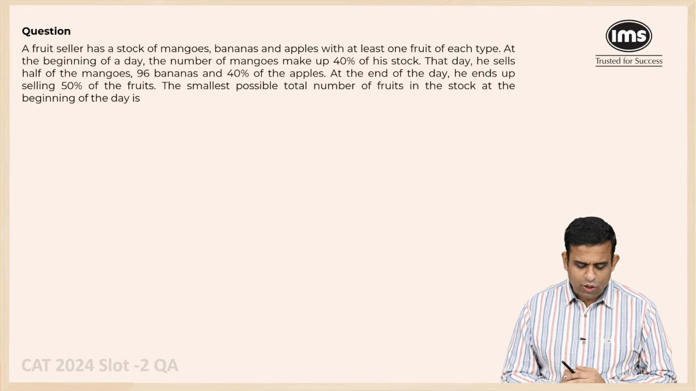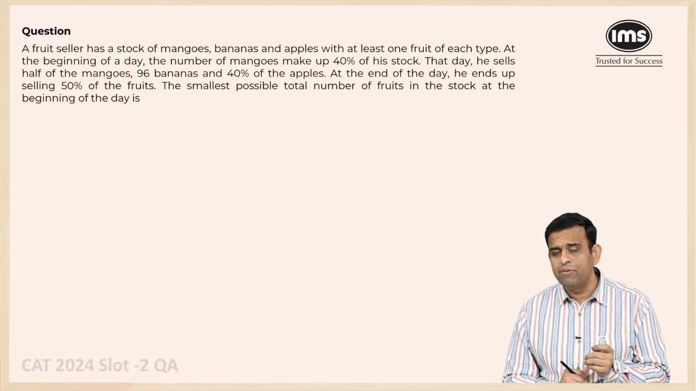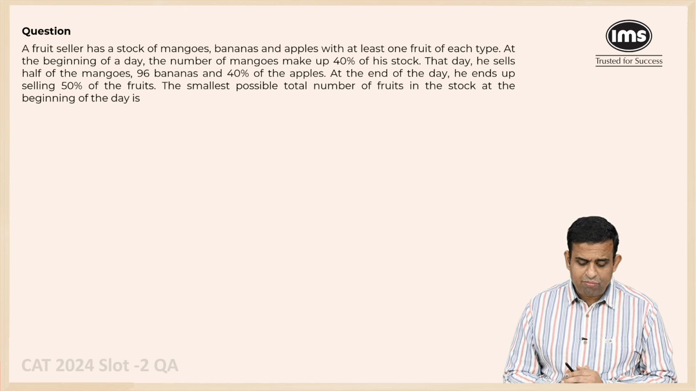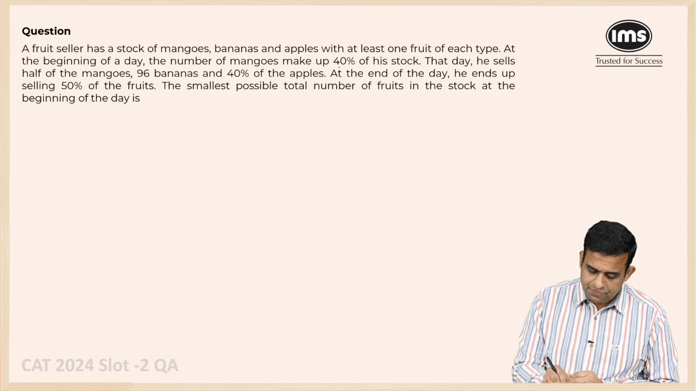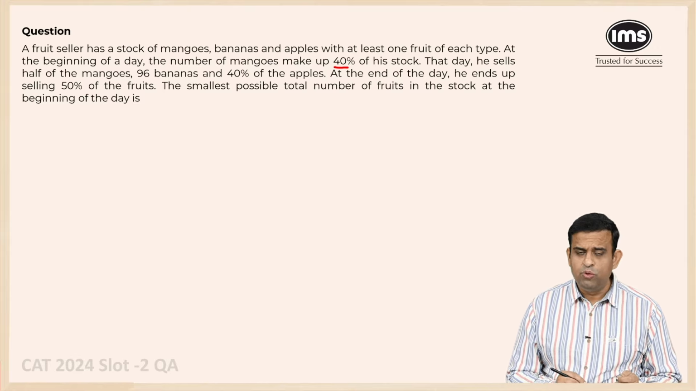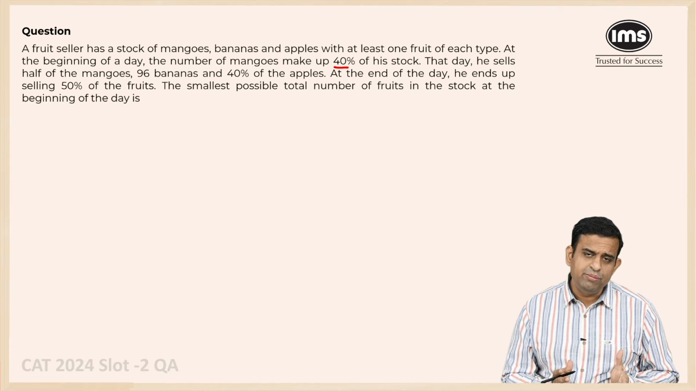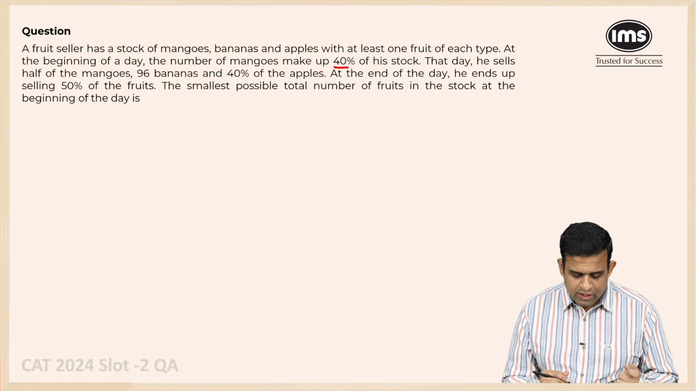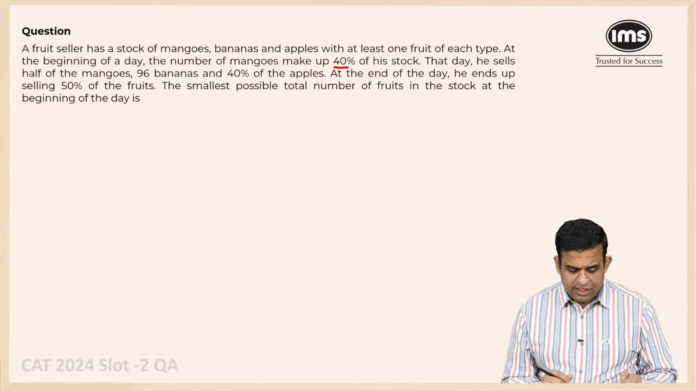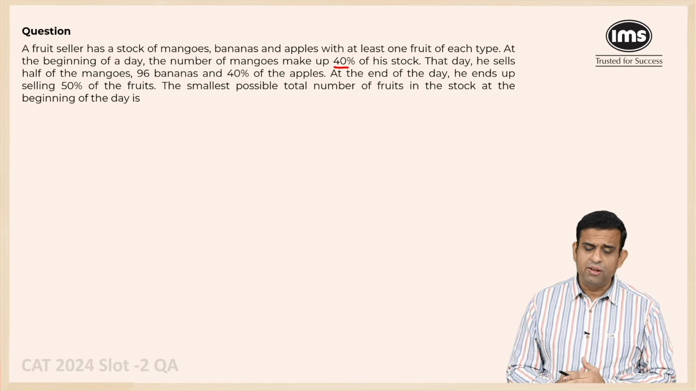So a fruit seller has a stock of mango, banana and apple with at least one fruit of each type. Very important, at least one fruit of each type was present: mango, banana and apple. At the beginning of the day, the number of mangoes make up 40% of the stock. That day he sells half of the mango. That basically would mean nothing, but if I assume the stock to be 100%, then 40% are mangoes, and out of this 40%, one can say 20% have been sold. 96 banana, and 40% of the apples. At the end of the day, he ends up selling 50% of the fruits. Find the smallest possible total number of fruit in the stock at the beginning of the day.